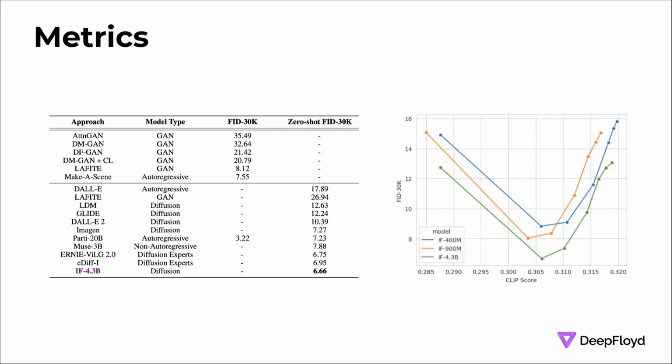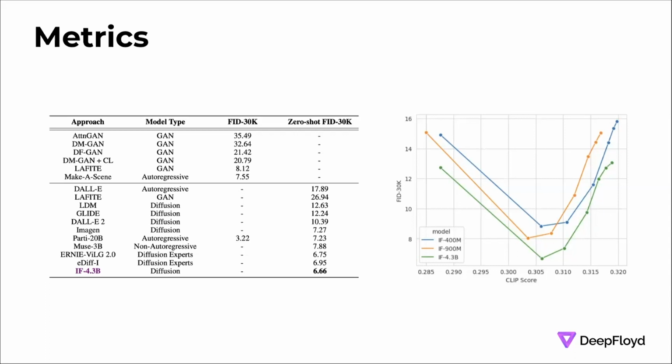On the left, you can see the table, which represents the FID scores of many text-to-image models. You can see, for instance, DALL-E 2, which we've already mentioned, and it has a 10.39 zero-shot FID on 30K.